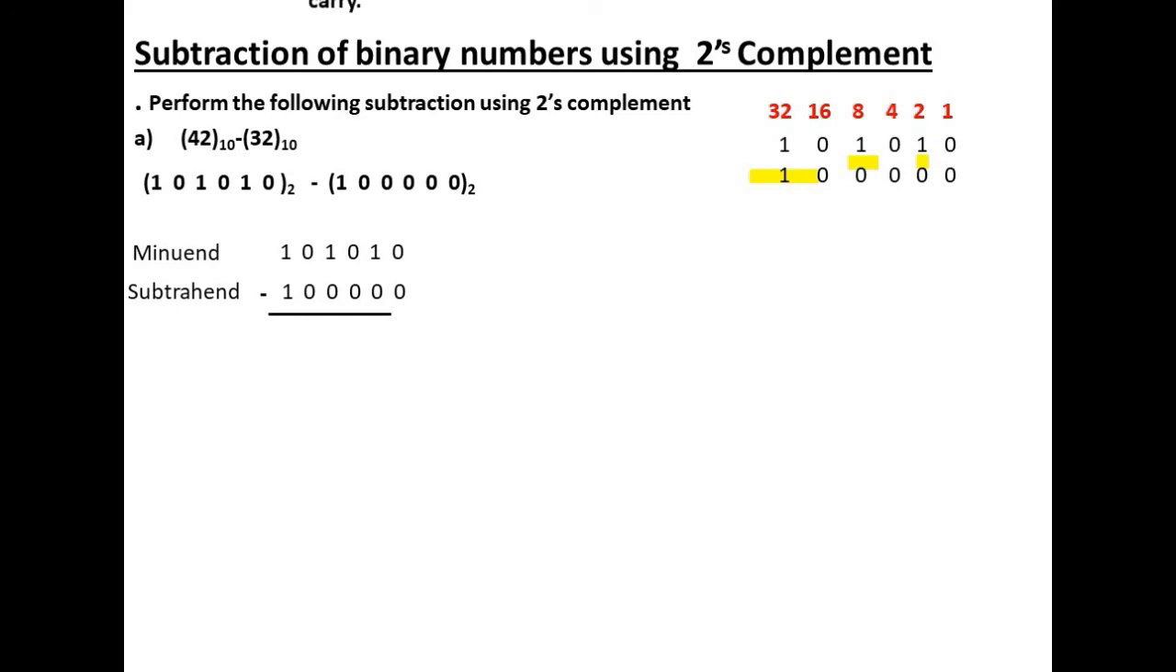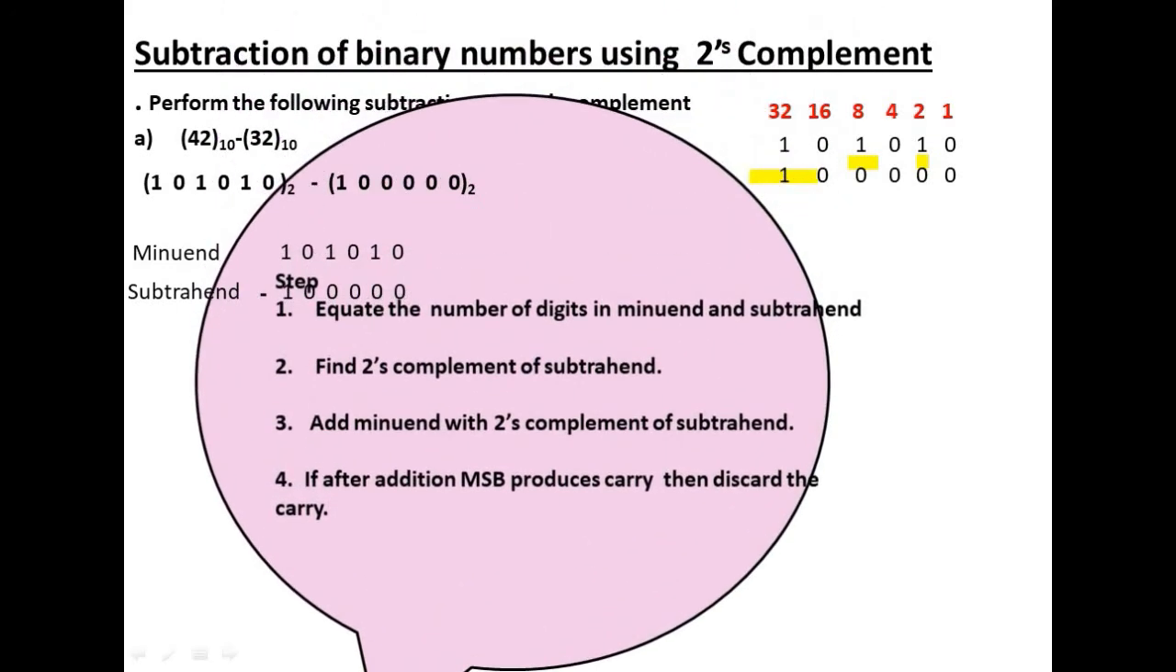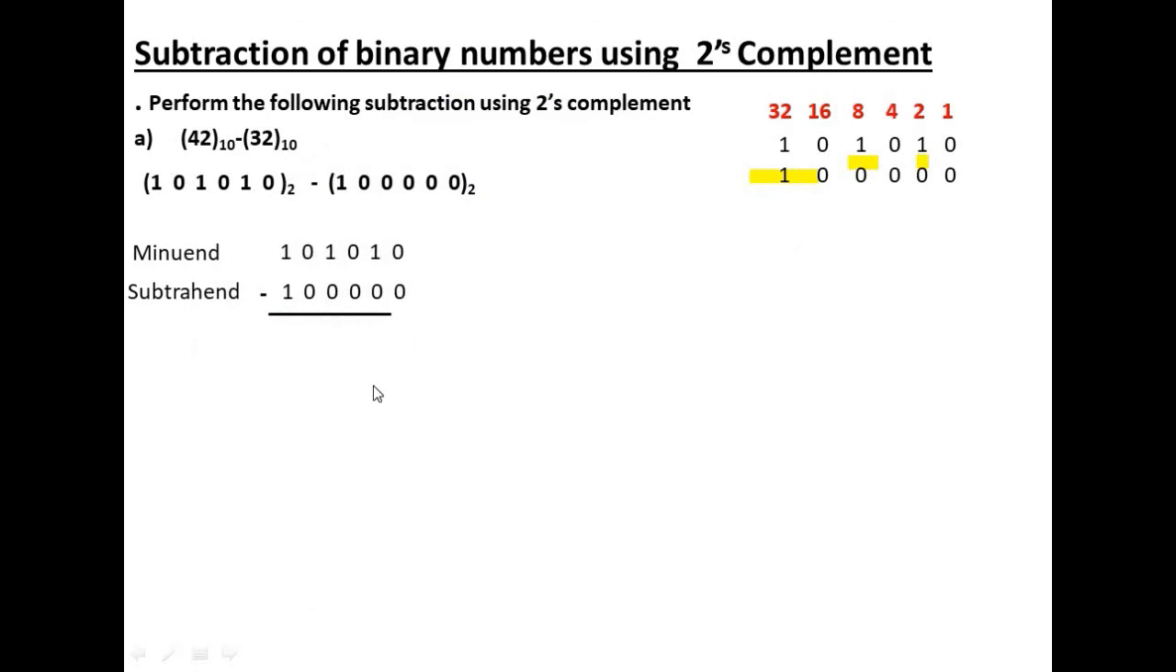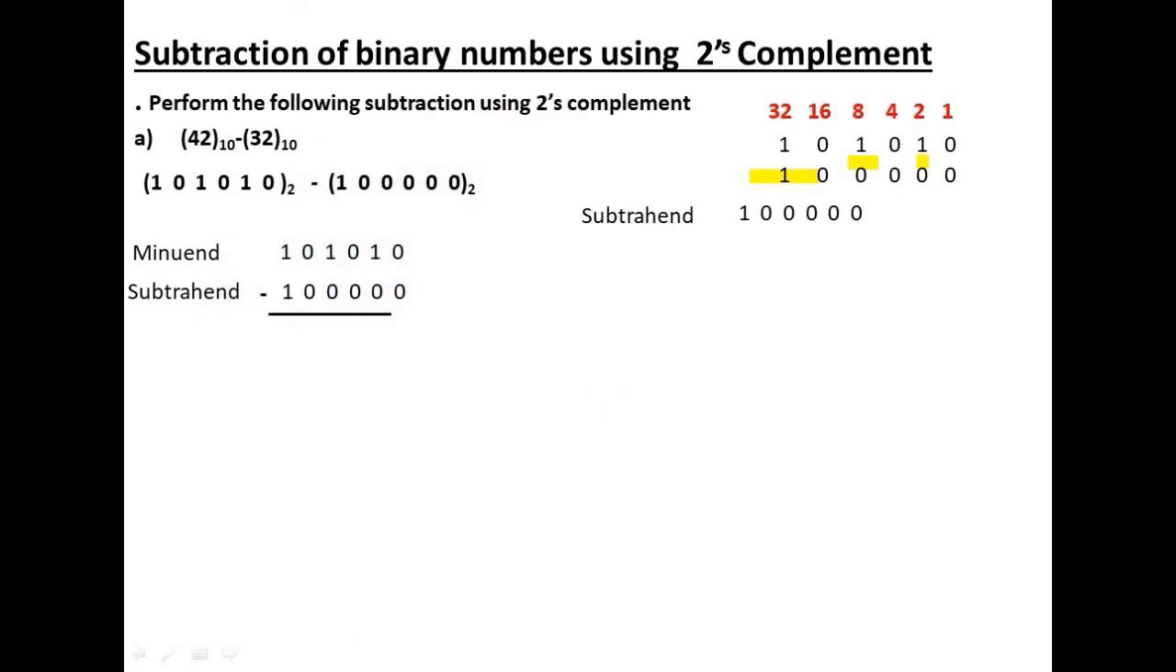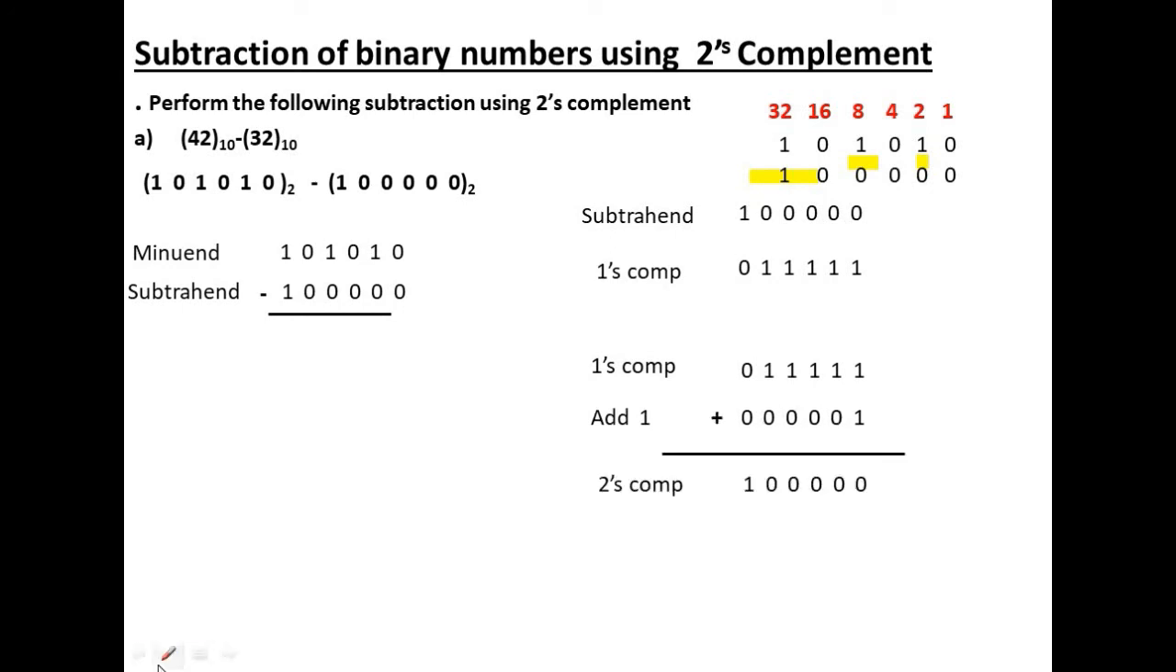First, we have to look at the steps. The first step is to equate the number of digits in the minuend and subtrahend, but here the first step is not needed. Coming to the second step, we have to find the 2's complement of the subtrahend. The subtrahend is written here, 1000. Its 1's complement is 01111, and to find the 2's complement, we know that we have to add 1 to the 1's complement. So this is the 1's complement and 1 is added. After addition, what we get will be the 2's complement.